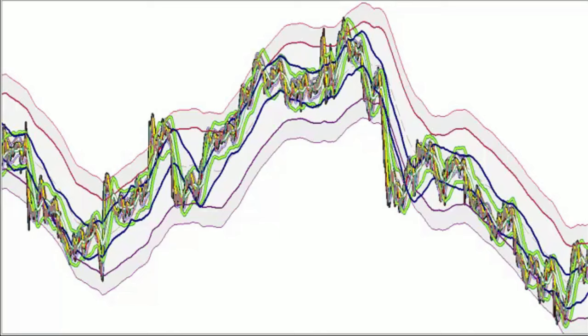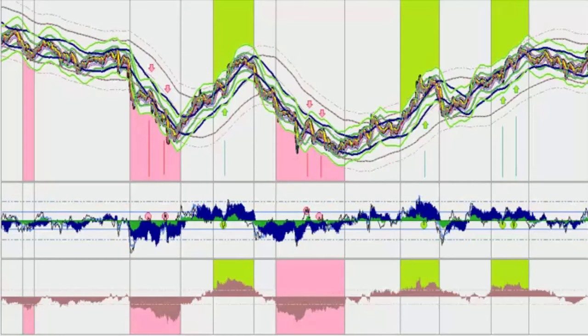Note when the black oscillator is on one side of the price anomaly channel and the blue or both the blue and green histograms are on the other, one is looking at a potential trade opportunity.